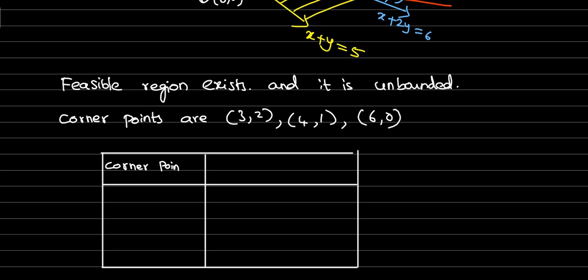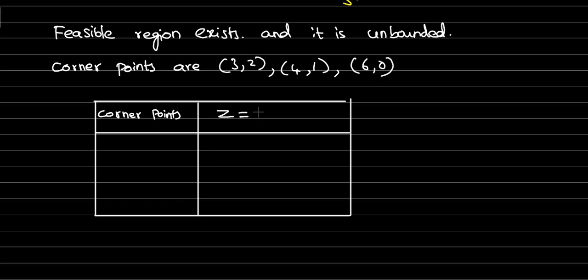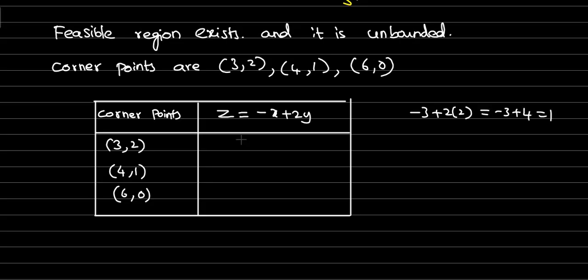Corner points and Z equal to minus x plus 2y. First point 3 comma 2, second one 4 comma 1, third one 6 comma 0. Now substituting 3 comma 2: minus 3 plus 2 times 2 equals minus 3 plus 4, which is 1. Next, 4 comma 1: if you substitute 4 and 1, minus 4 plus 2 times 1, which is minus 4 plus 2, which is minus 2.